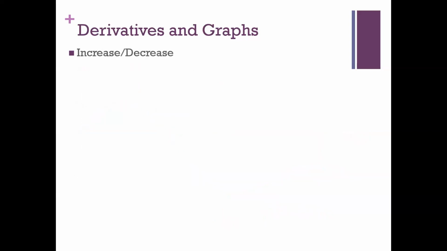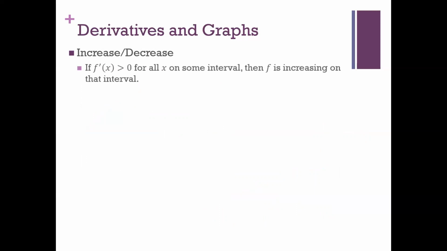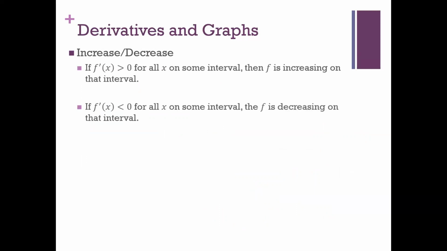One thing we can pick from the first derivative is increase and decrease. So if you have some interval and the derivative is greater than 0 for that interval, then we can say that's an interval of increase. For every x on the interval, that function is increasing. Similarly, if the derivative is negative on some interval, we know our function is decreasing. And those two things are equivalent. To say that the derivative of a function is positive is to say that the function is increasing, and vice versa.